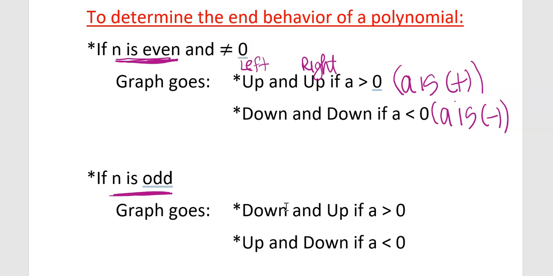It's going to go down and down if a is negative. So think about it like this. If it's even, if it's greater than 0, both sides are positive, which means both sides go up. If it's negative, it means down, and both sides are going to go down.